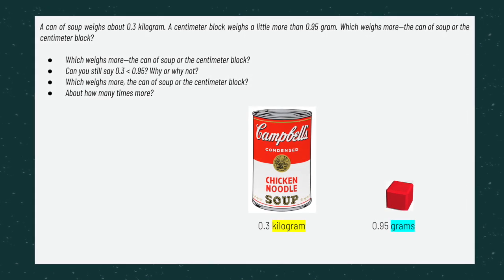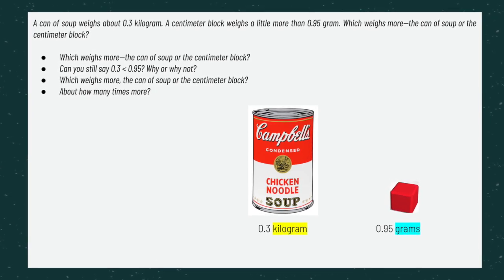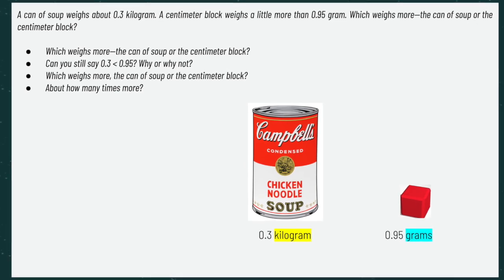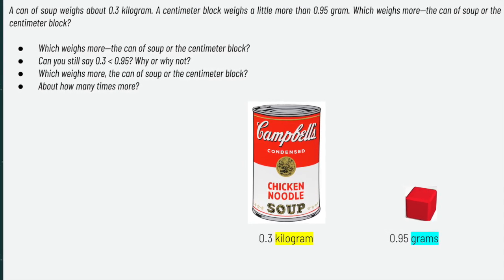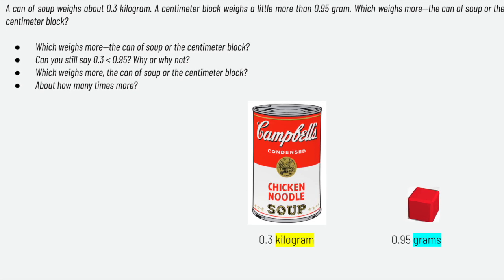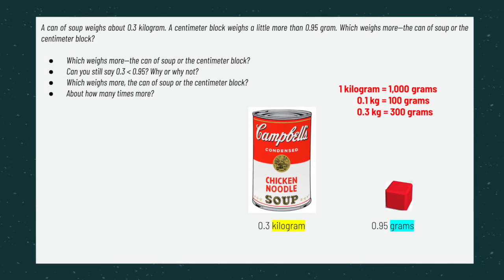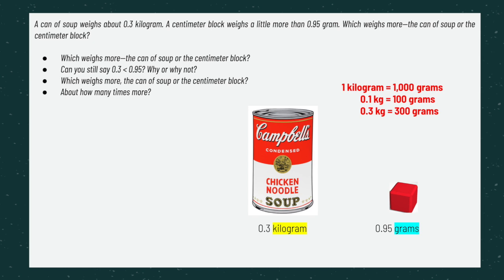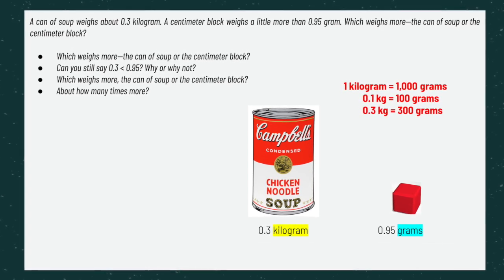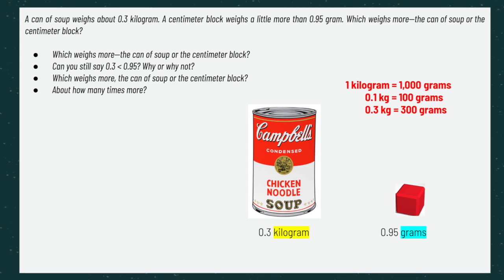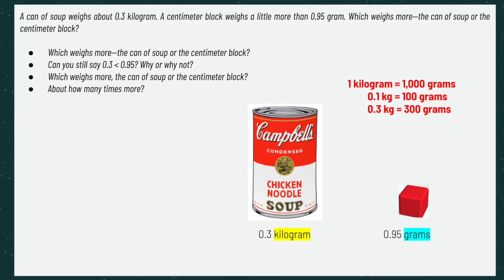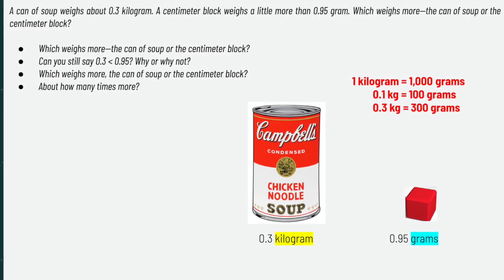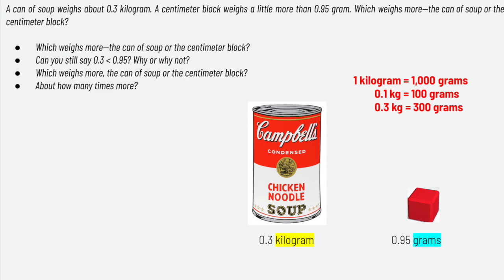This number story includes kilograms and grams. Comparisons are only valid when 2 decimals refer to the same whole. These 2 decimals do not refer to the same whole. The can of soup weighs more than the centimeter block. 1 kilogram is equal to 1,000 grams, and 1/10 of a kilogram is equal to 100 grams. 3/10 of a kilogram is equal to 300 grams. The can of soup weighs about 300 times as much as a centimeter block.